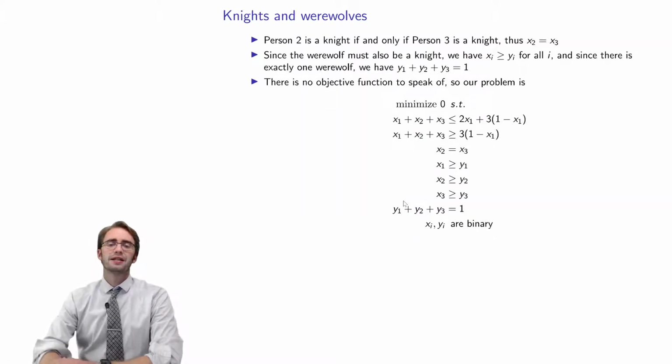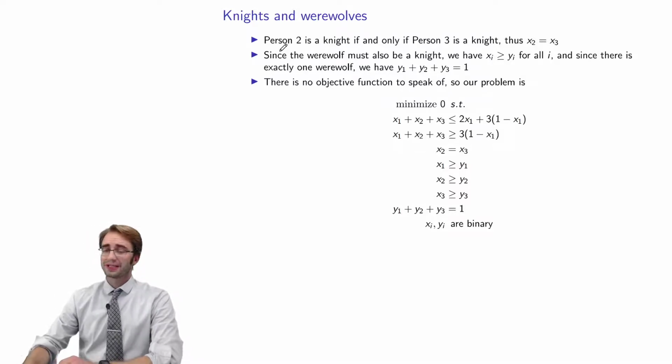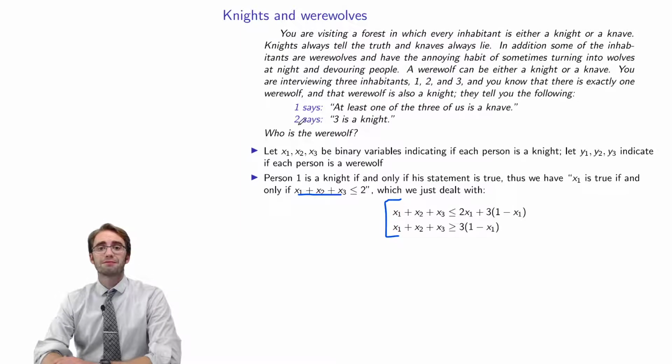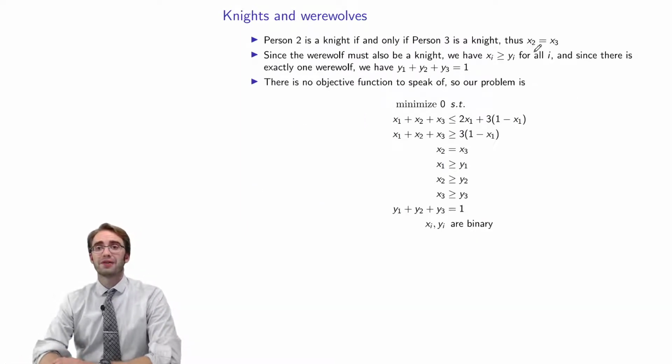The second condition says person 2 is a knight if and only if person 3 is a knight, because person 2 said that 3 is a knight. So therefore, x2 has to be equal to x3. The werewolf must also be a knight based on the problem conditions. We have that xi is greater than or equal to yi, because the y's are the indicator variables for being a werewolf. And there's exactly one werewolf, so the sum of these y's has to equal 1.